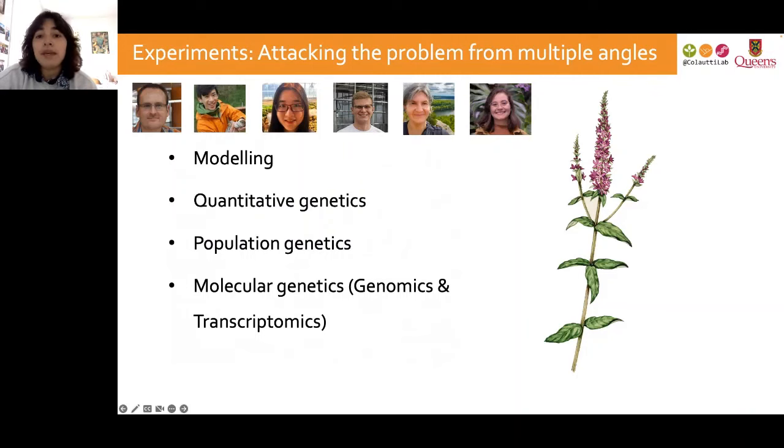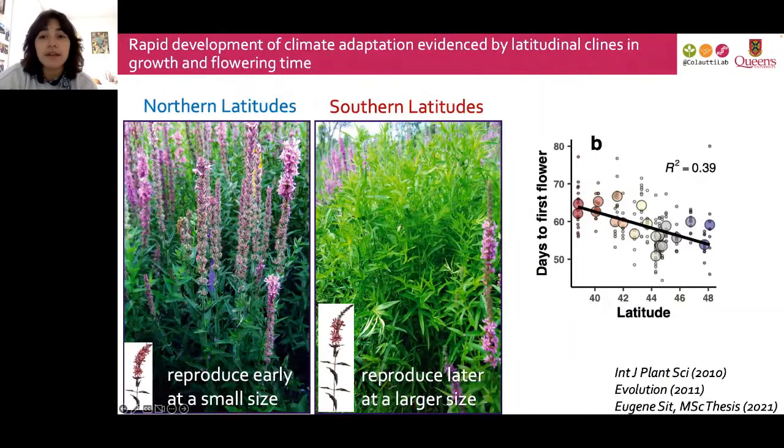So what have we done so far? In common garden experiments that we've conducted, we see that growth and timing of reproduction is highly variable in the introduced range of purple loosestrife. What we see is that plants that grow at northern latitudes stay small vegetatively and reproduce very early in the growing season.